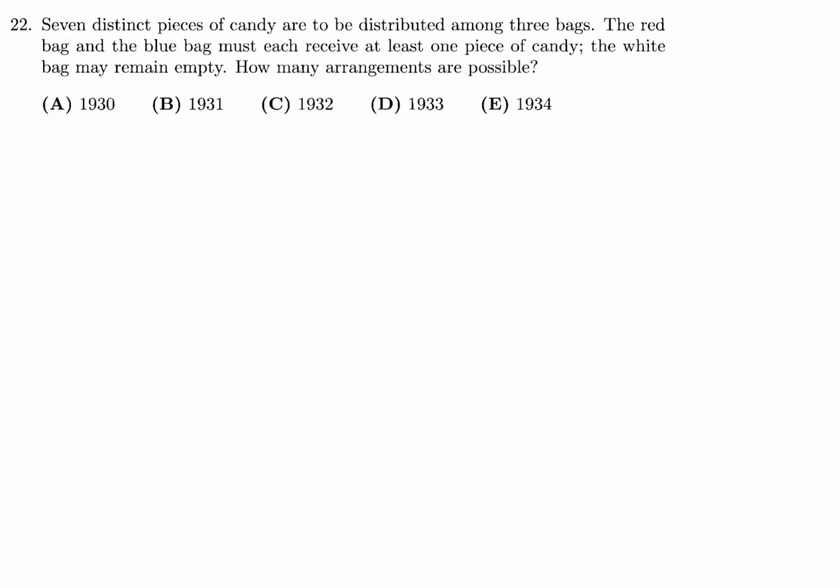7 distinct pieces of candy are to be distributed among 3 bags. The red bag and the blue bag must each receive at least 1 piece of candy. The white bag may remain empty. How many arrangements are possible?